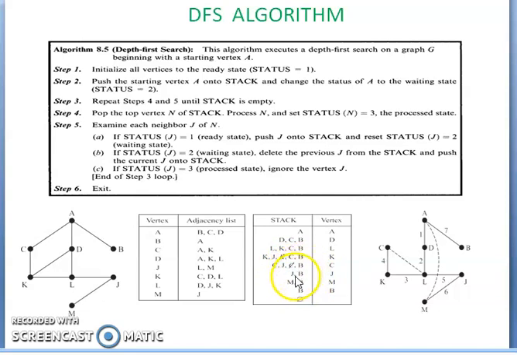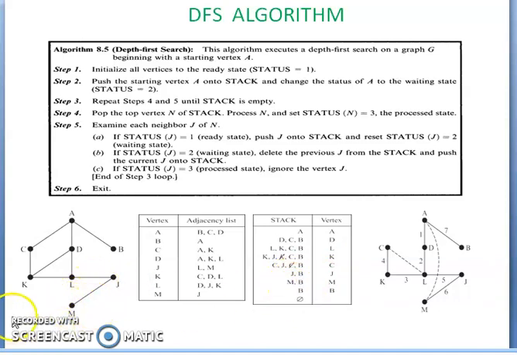You pop the J and find out the neighbors of J. One is L and the second one is M. L is already processed, ignore it. The next neighbor is M. So this M must be placed on the top of the stack. Once J is processed, you pop the M.